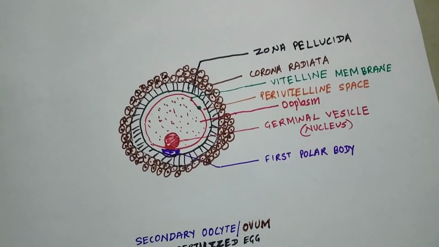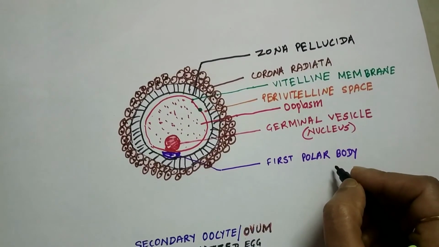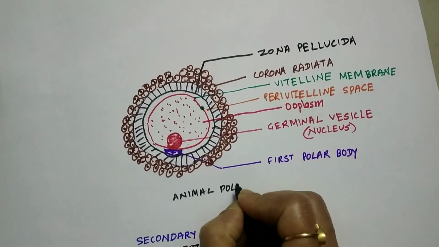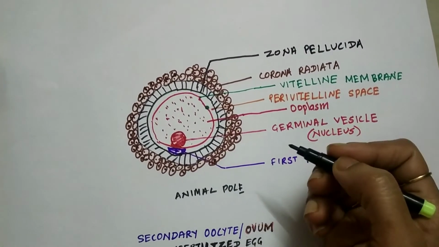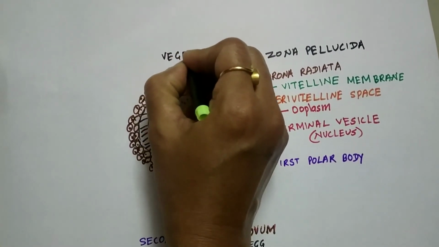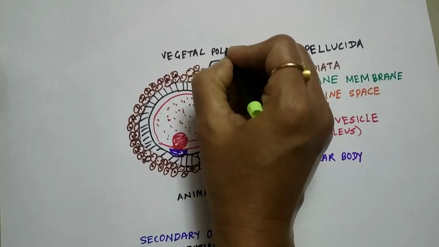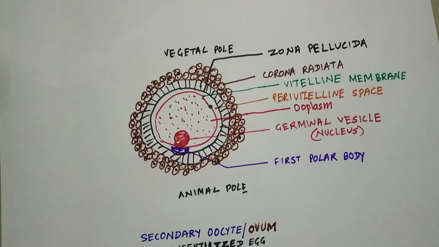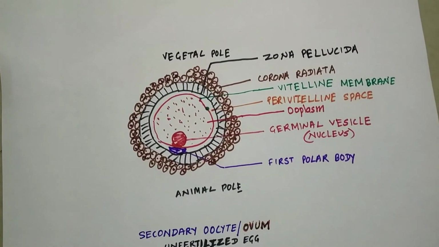The side on which the nucleus and first polar body are located is called the animal pole, and the side opposite to the animal pole is called the vegetal pole. Now at this stage, that means at the secondary oocyte stage, the egg is released from the Graafian follicle of the ovary.